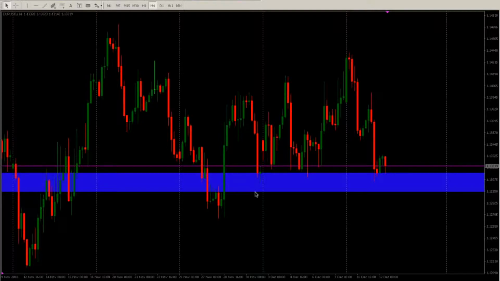Because here, what you will do, you will look for entries like this. Entries that guarantee you a good risk reward, a good stop loss, and a good take profit. A higher take profit and lower stop loss. That's how it is. So you take trades based on that. And you're gone.